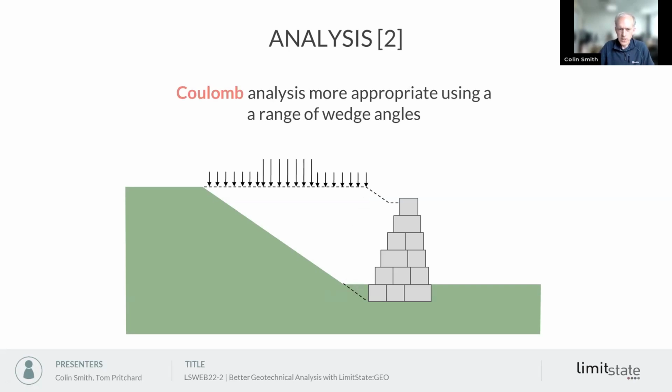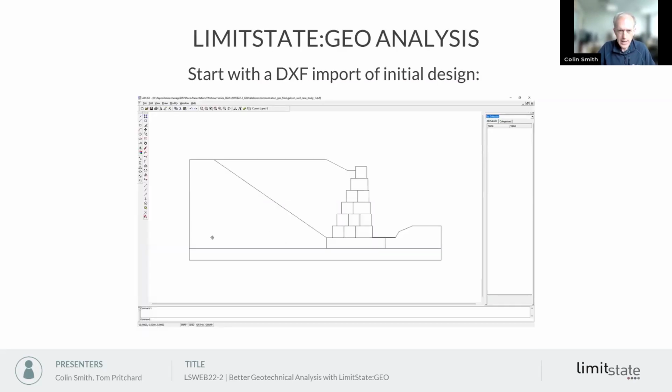Alternatively, we could do something like a Coulomb wedge analysis using a range of wedge angles. Again, that certainly gets us around the issue of the surface surcharge. But if we're just using a single wedge, we can really only capture one or two failure modes here. That's where the LimitState GEO software, where essentially it can model thousands or millions of wedges, can give you very accurate solutions. So let's see how we can analyze this using LimitState GEO.